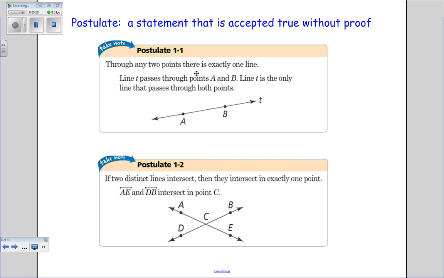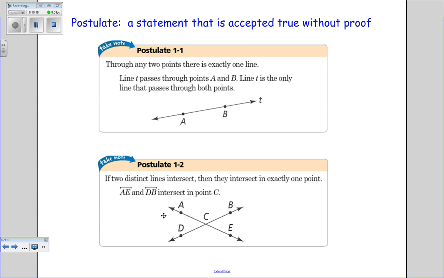So here's our first postulate. Through any 2 points, there is exactly one line, which makes sense. You've got a point A and a point B. If you play connect the dots, there's only one line that will connect those. So if you've got 2 points, only one line can go through them.